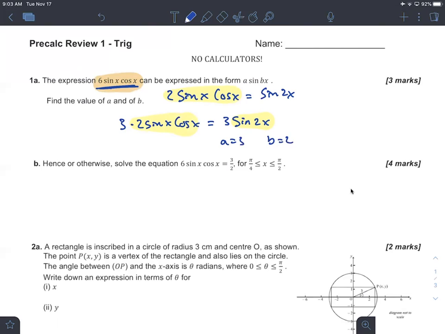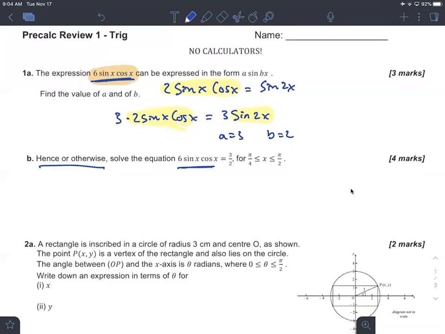Okay, so for the next one, this expression says "hence or otherwise," which is IB language. Hence means use your previous answer to keep moving forward for part B, and the or otherwise part means do it any other way you want. So they're actually giving you a hint that you can use part A. Since we already did the work for 6 sine x cosine x, we can write that as 3 sine 2x, and that equals 3/2. Now I can divide both sides by 3, so we have the sine of 2x equals 1/2.